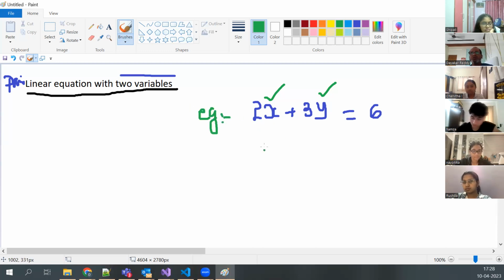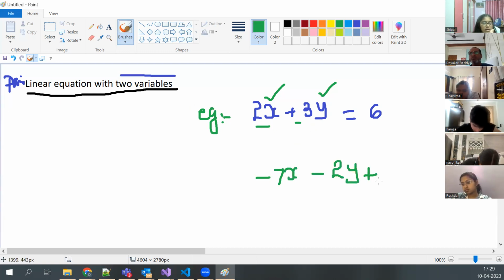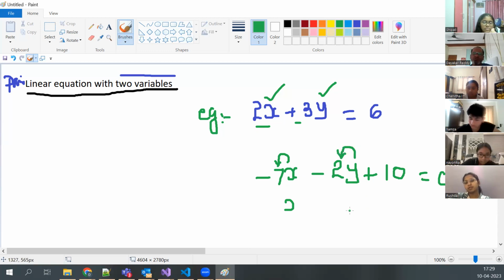Let's take another example. It does not necessarily have to be positive always; it can have negative also. Minus 7x minus 2y plus 10 equal to 0. Yes, this is also an example of a linear equation with two variables. Here, minus 7 is nothing but the coefficient of whom? Coefficient of x. What about minus 2? Minus 2 is the coefficient of y. And you have one constant also.